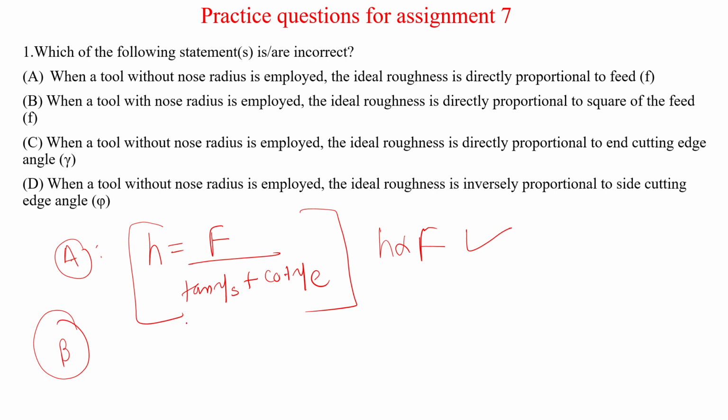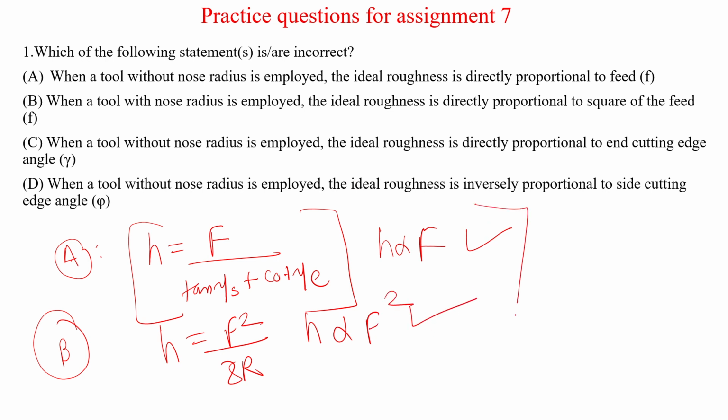When a tool with nose radius r is used, what is the value of h? It is f square by 8r. It is saying the ideal roughness is directly proportional to the square of the feed. So yes, it is right, h is directly proportional to f square. It is also correct. Therefore B is also not our answer.